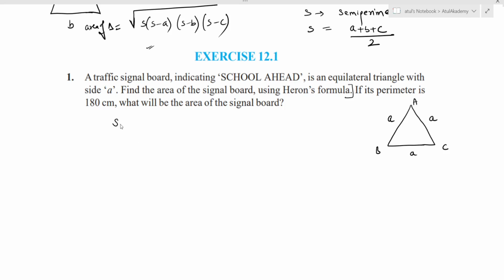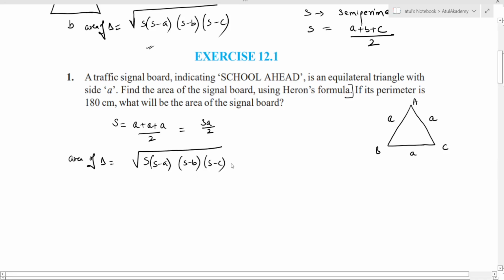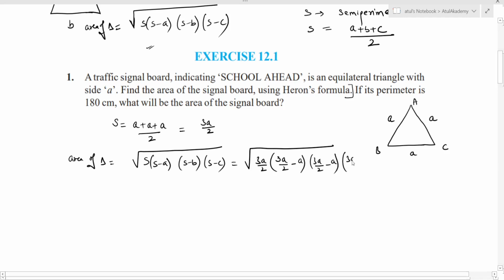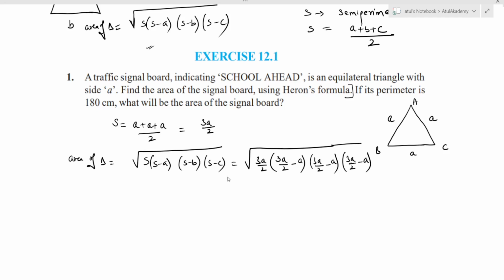I know what the semi-perimeter is over here. It's A plus A plus A by 2, which is 3A by 2. Let's use the formula, which is root of S into S minus A, S minus B, S minus C. Let's substitute the values. S is 3A by 2. Here also S is 3A by 2, minus A. This is also 3A by 2 minus A, and this is also 3A by 2 minus A, because all the sides are A only. A, B, C all are A.